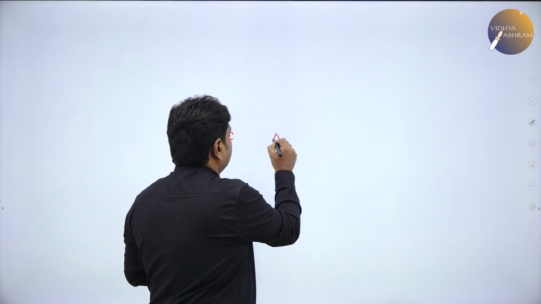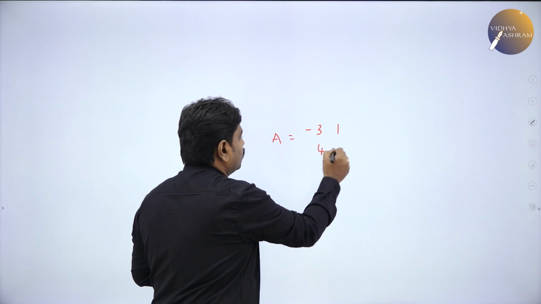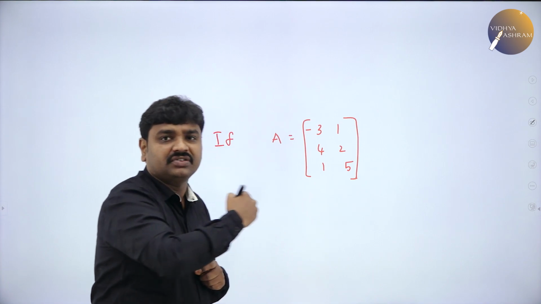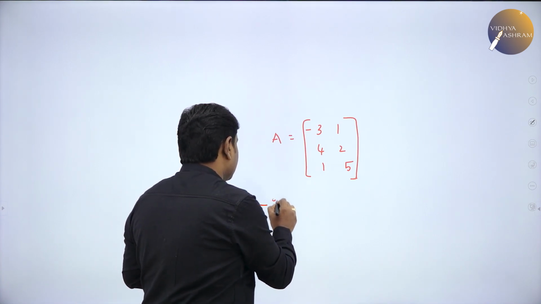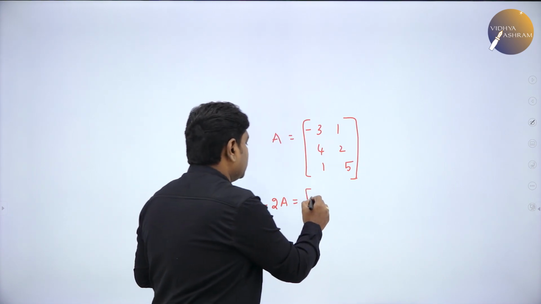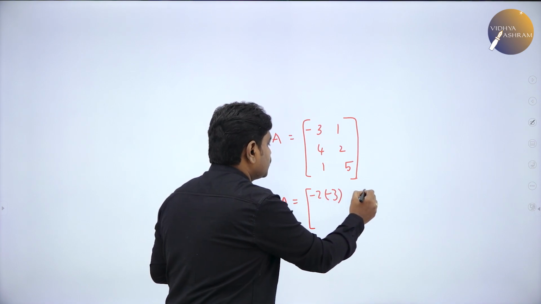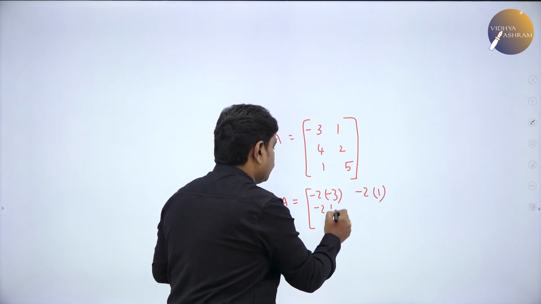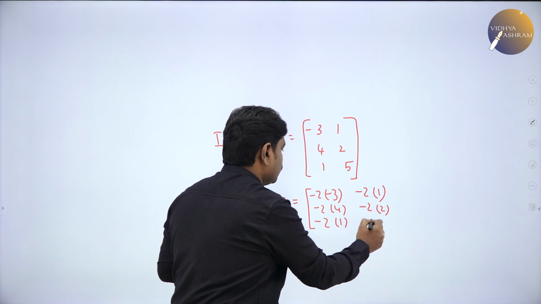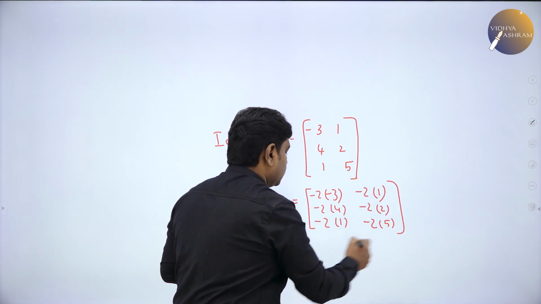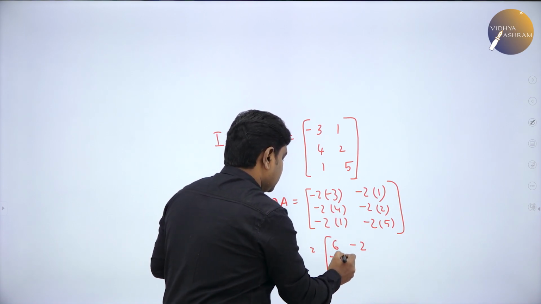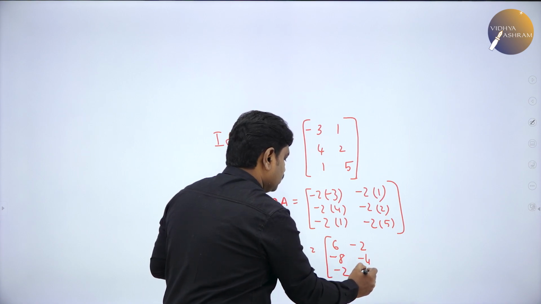Suppose A is equal to the matrix -3, 1, 4, 2, 1, 5. I have taken a matrix A. You can see I have written a matrix A. If I want -2A, -2A means what? You multiply -2 to each element. So -2 into -3, -2 into 1, -2 into 4, -2 into 2, -2 into 1, -2 into 5. Then you multiply, and you will get all the elements. Minus into minus plus 6, -2, -8, -4, -2, -10.